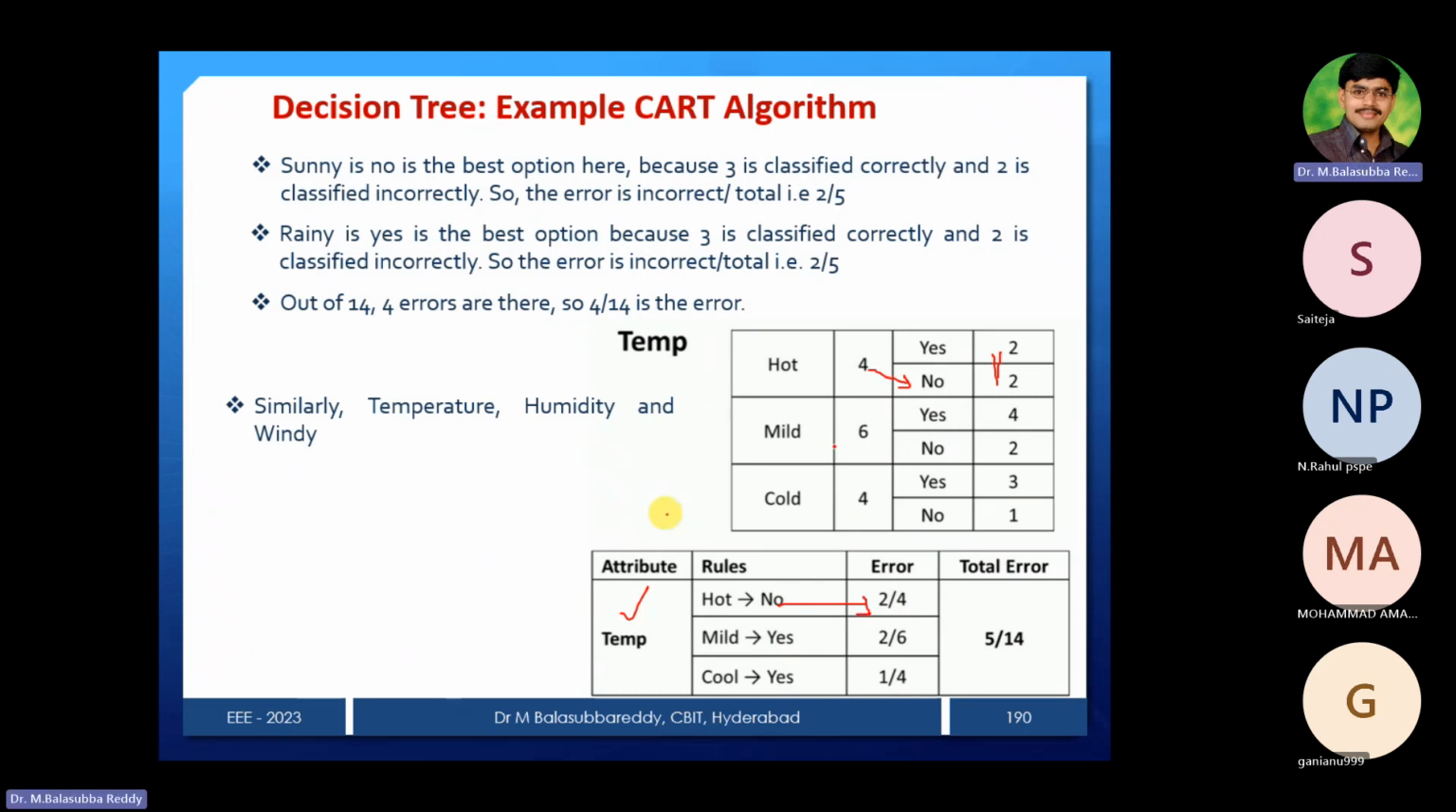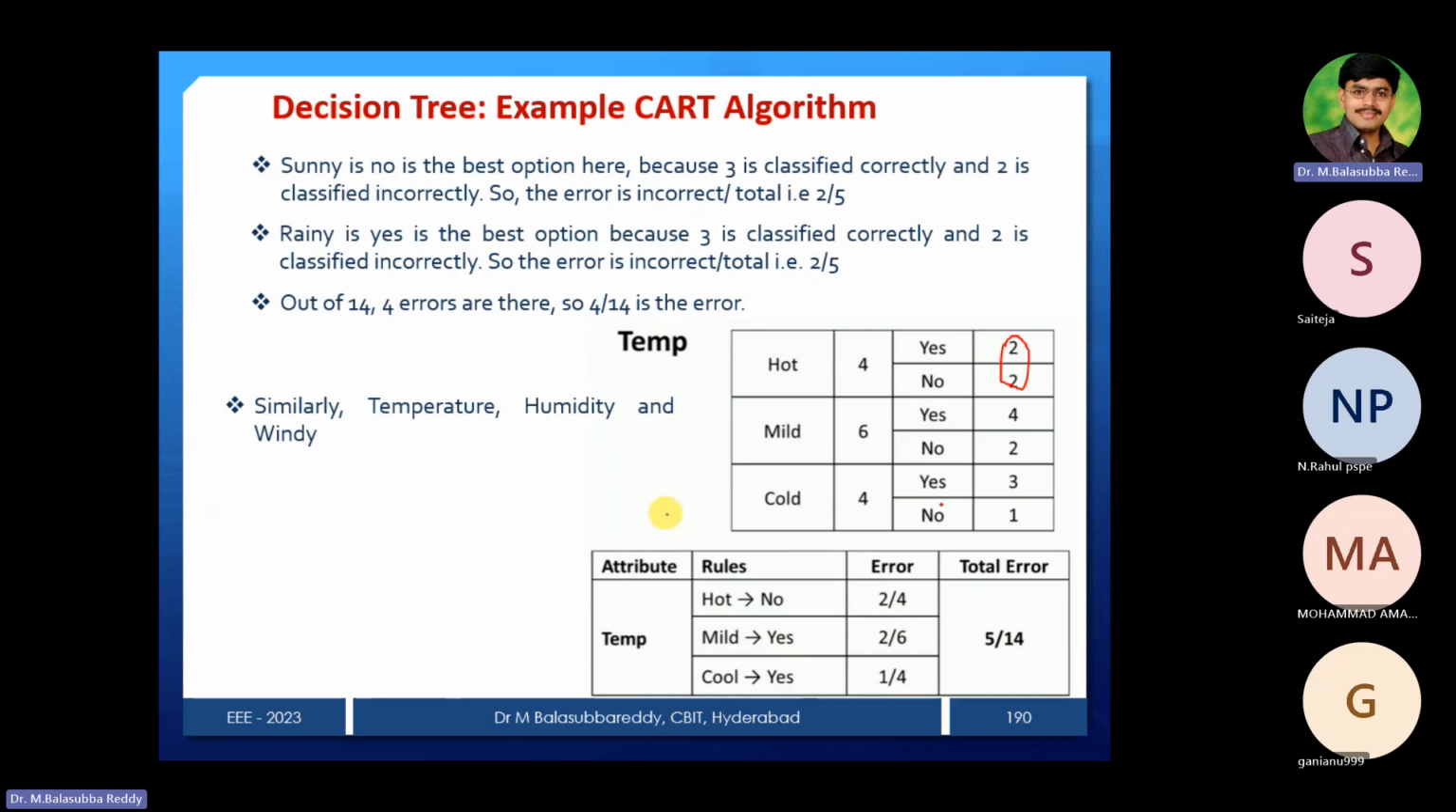is a rule, and for mild, 4 are classified correctly. Therefore, mild is yes. You take mild is yes. And 3 are classified correctly, so cold is yes. These are the rules. Once you know the rule, then you can easily calculate the error. How will you get the error? Incorrect divided by total.